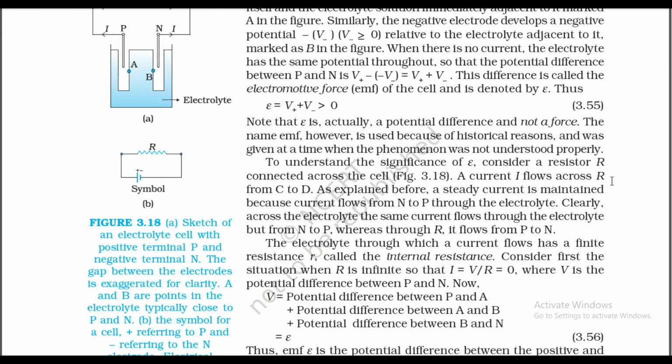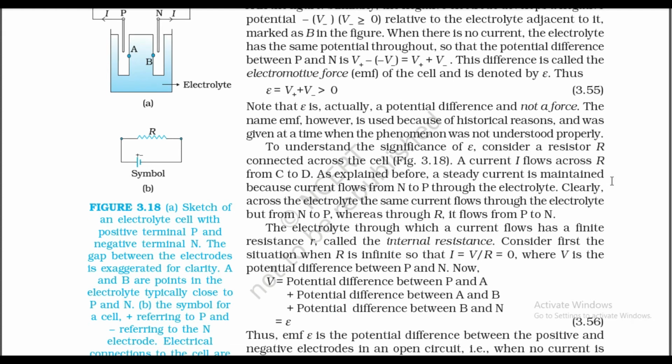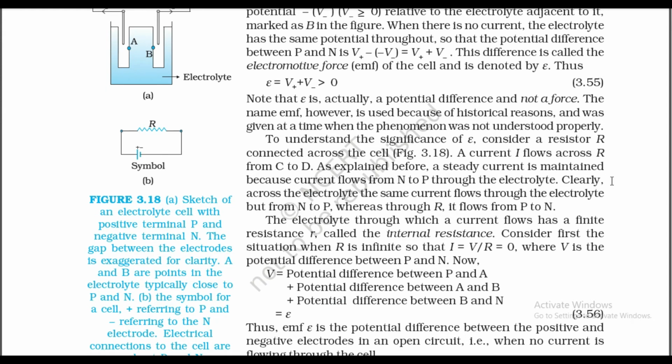To understand the significance of epsilon, consider a resistor R connected across the cell, Figure 3.18. A current I flows across R from C to D. As explained before, a steady current is maintained because current flows from N to P through the electrolyte.